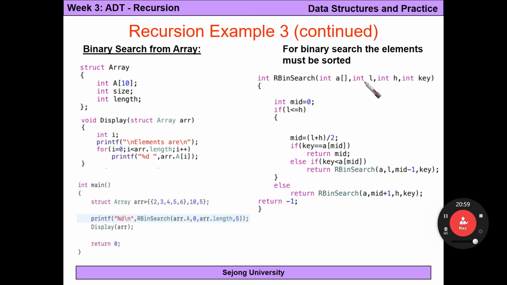So here it is taking these parameters: mid, low, high, and key. We have initialized the mid value equal to 0, and if L is less than or equal to H, it means that our lower bound value L is less than or equal to H. Lower is in the start, lower will be 0, and higher will be equal to the length.